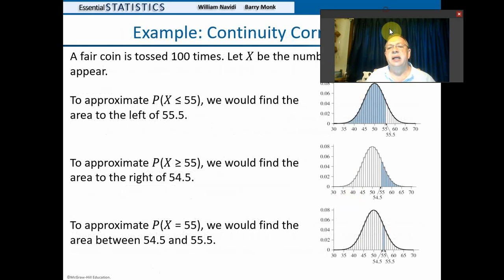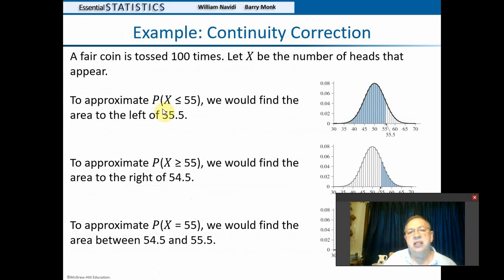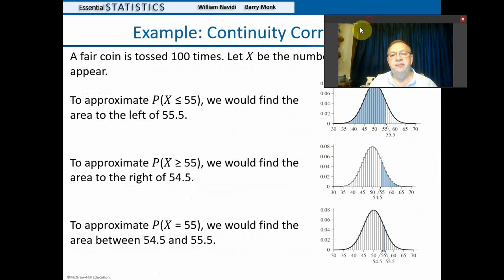Okay. Here's some other situations. To approximate the probability of x less than or equal to 55, I want to open it up by 0.5. Bigger than 55, I want to back off to the other side, 54.5. And exactly 55, I'm going to calculate the probability between 54.5 and 55.5. So that gives me a little bit of an area to give me the exact value of 55 exactly.